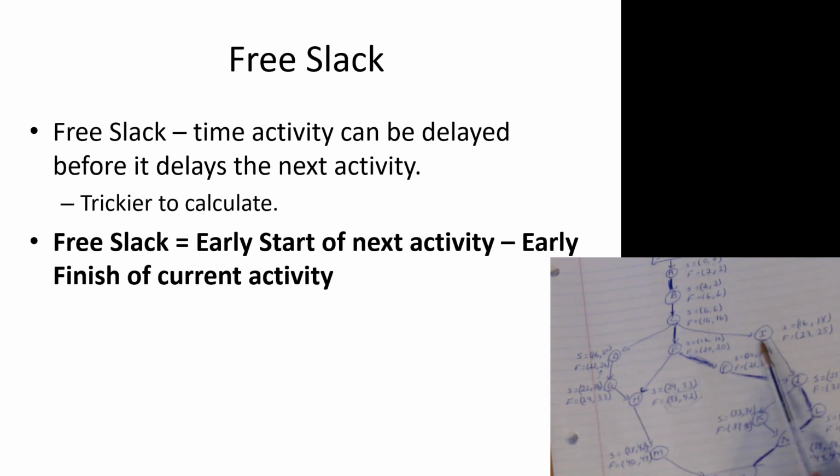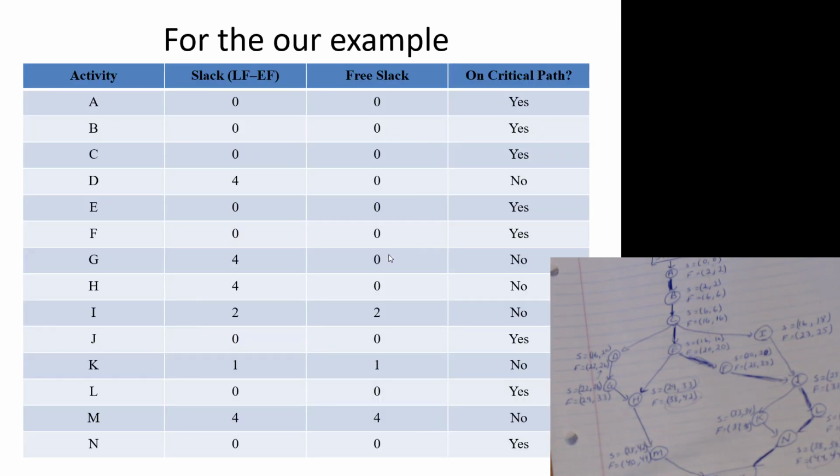Let's look over here at I. One last one. I, earliest start of the next activity, which is in this case J, which is 25, minus the earliest finish of I itself, which is the current activity. So 25 minus 23, 2 weeks. So I has a free slack of 2 weeks. I can be delayed up to 2 weeks before it delays J. I encourage you to try to work through that one. That one's the trickiest one of the batch.